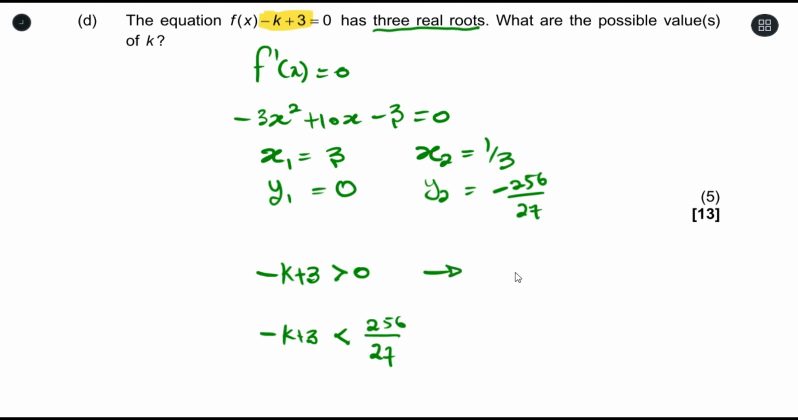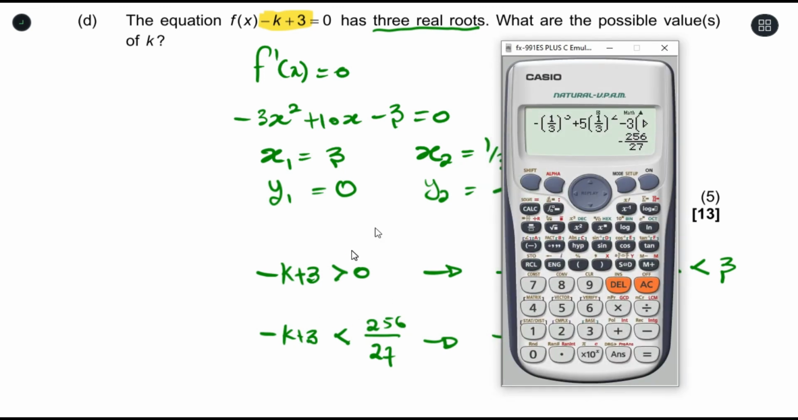For this one here, you're going to have negative k is greater than negative 3. So therefore, you would have k is less than 3. And for this one over here, we could say that negative k is less than, so we move 3 over to that side, meaning that you're going to subtract. So real quick, let's do that. 256/27, right? Minus 3. That's 175/27.